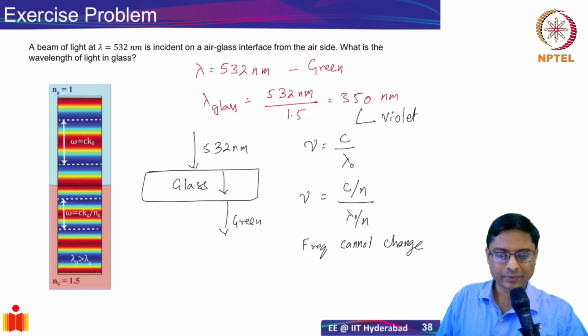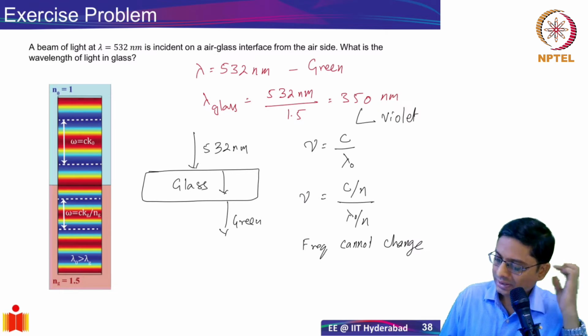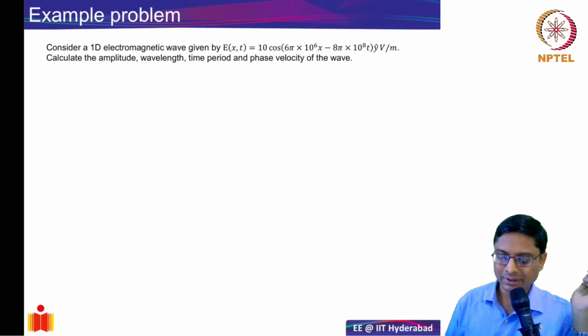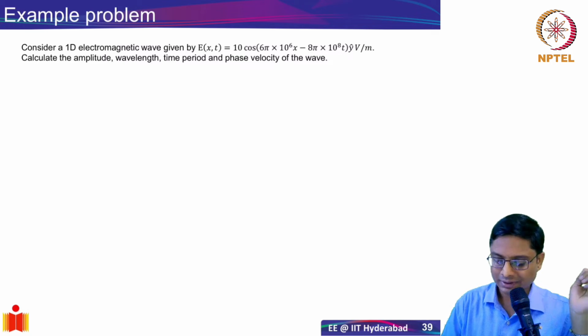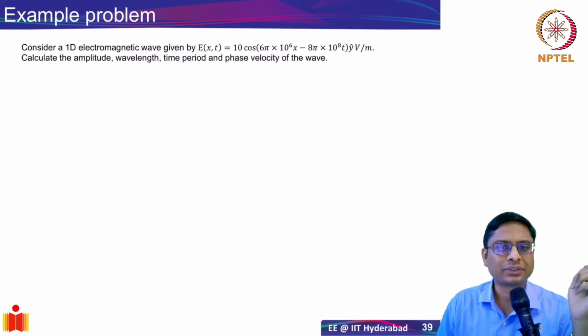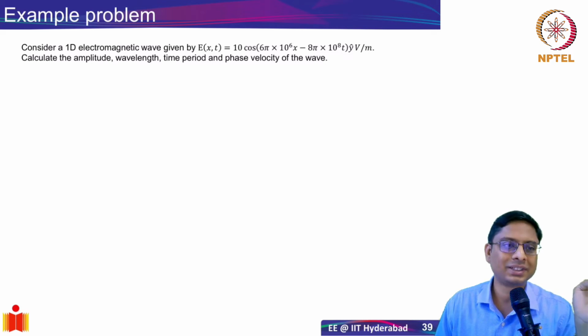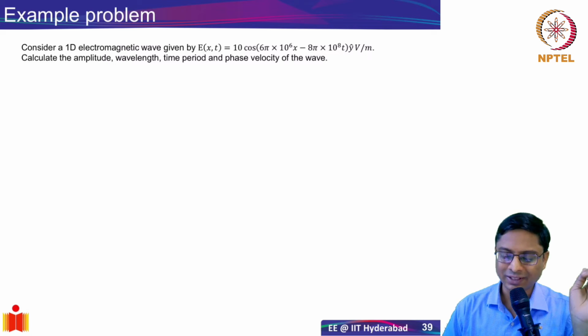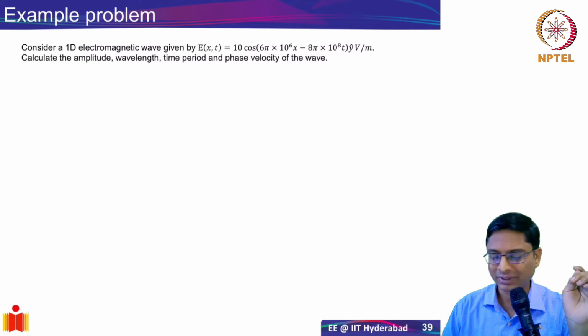Let me now move on to the next exercise problem, which is given here. You're asked to consider a 1D electromagnetic wave, given by a certain expression here, and calculate the amplitude, wavelength, time period, and phase velocity of the wave. These are simply to get you familiar with the idea of representing these electromagnetic waves. That's all. These are fairly simple and you should have done them in some of the basic courses.